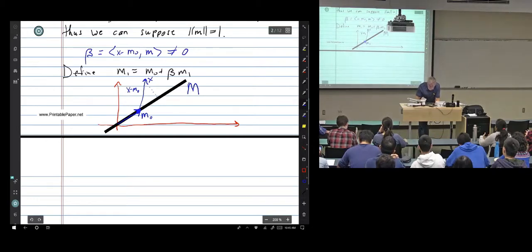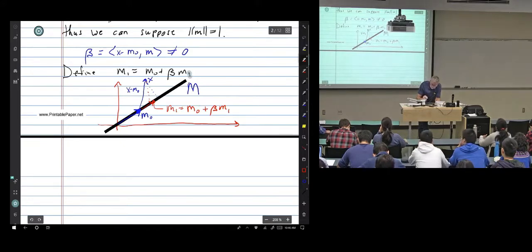I don't have a green, so let me do this. Okay. This point here is M1 equals M0 plus beta times M. God, even I don't like the look of that. M0 plus beta times M. Why am I calling it M1? That's an M, and that's an M. There we go. Now we got it.